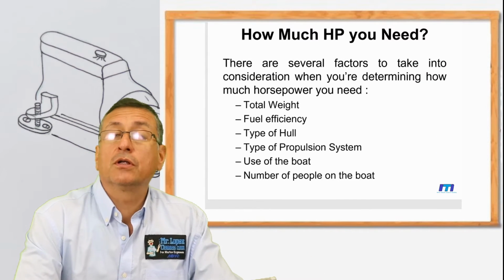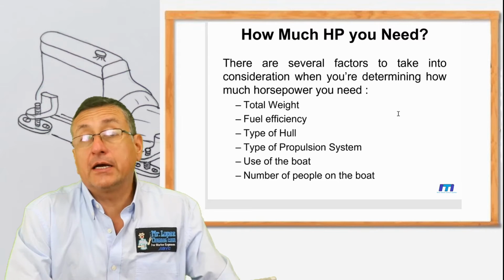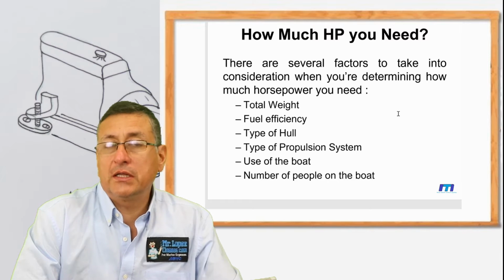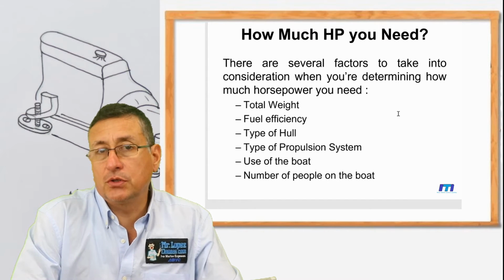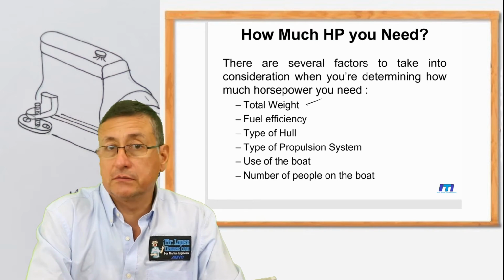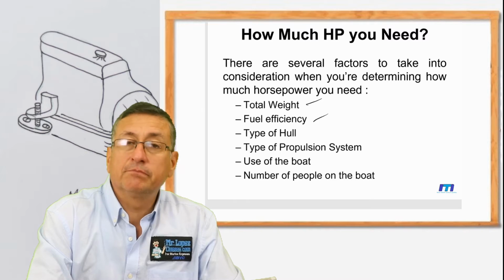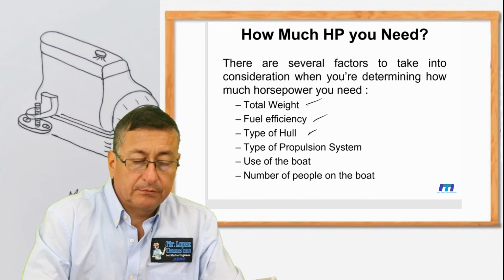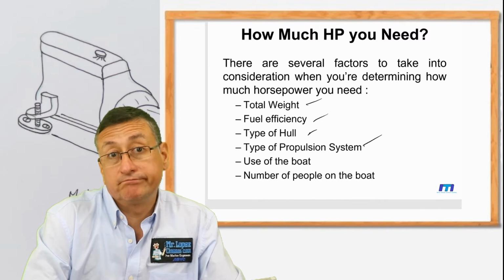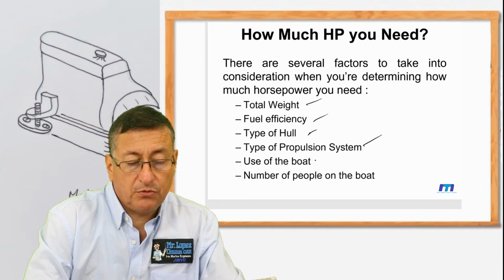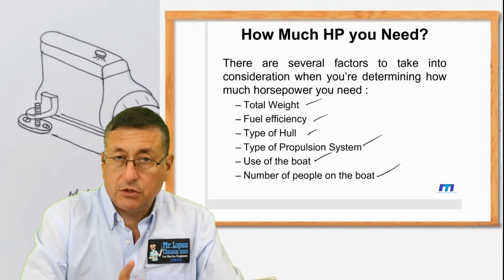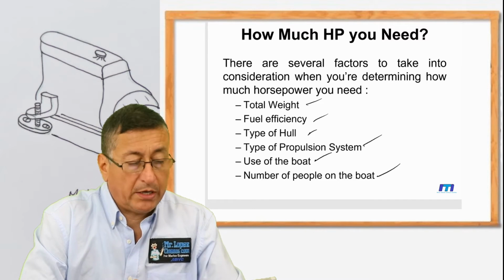Okay, my friends, and now the question is how much horsepower you need in order to reach that hull speed. There are several factors to take in consideration when you try to calculate the horsepower required in your boat. One of the factors is the total weight, important. The fuel efficiency, the type of hull, the propulsion system, the use of the boat, depending where the boat will be used, and the number of people on the boat. Those are important factors in order to calculate the horsepower required.